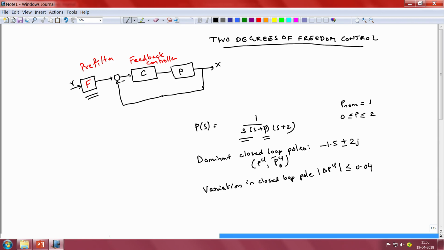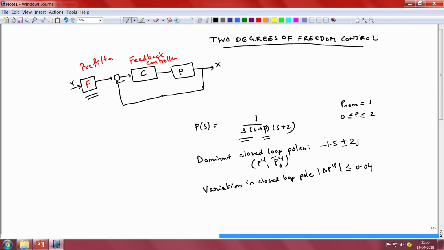In other words, the pole can lie at the origin or it can go all the way to s is equal to minus 2. So, it can lie anywhere on the real axis of the complex plane between s is equal to 0 and s is equal to minus 2. So, once again here we have a plant that is uncertain. In this case there is no uncertainty associated with the gain, unlike the previous example that we considered in the last clip. So, the gain is always equal to 1. So, there is no uncertainty associated with that, but the pole location is uncertain.